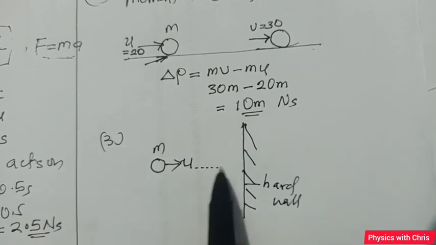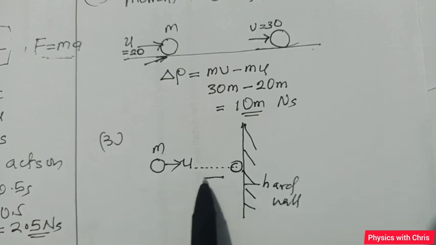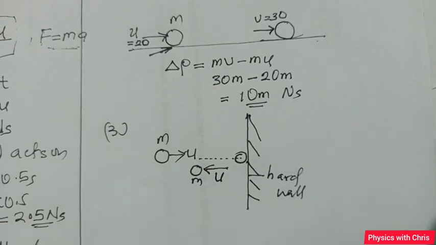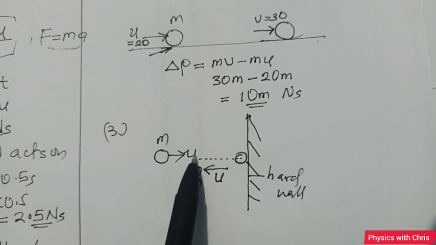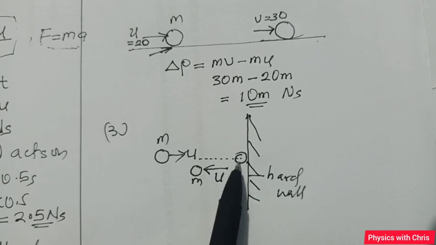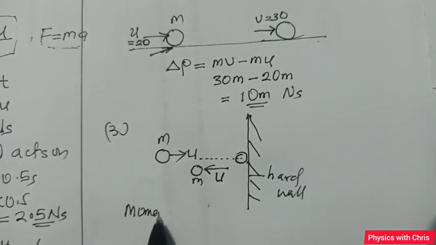And then when it arrives there, it makes this head-on collision with the wall. It hits the wall and rebounds with the same speed, probably the same speed u. So they may ask you to find the momentum change of this particle. It is moving with an initial velocity u, maybe 10 meters per second, 5 meters per second, as the case may be, and then it makes contact with the wall and rebounds from it with the same speed. So what's the momentum change of this particle?